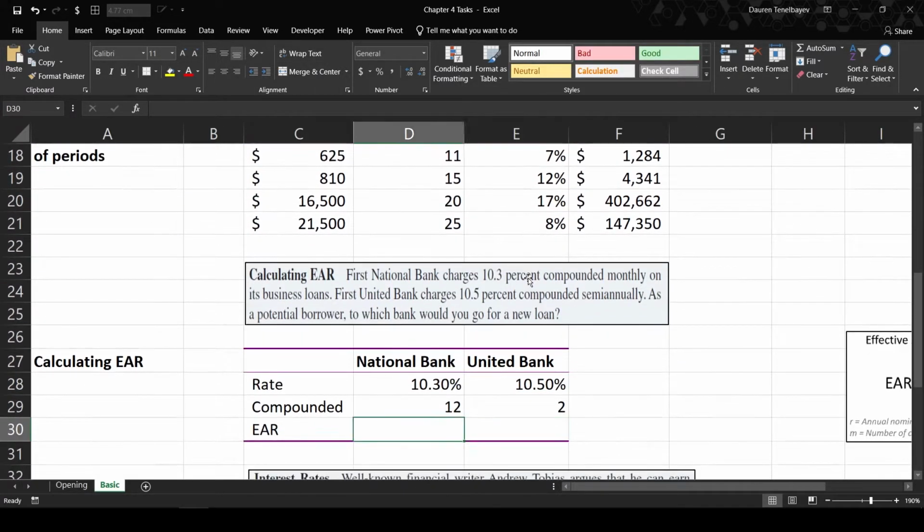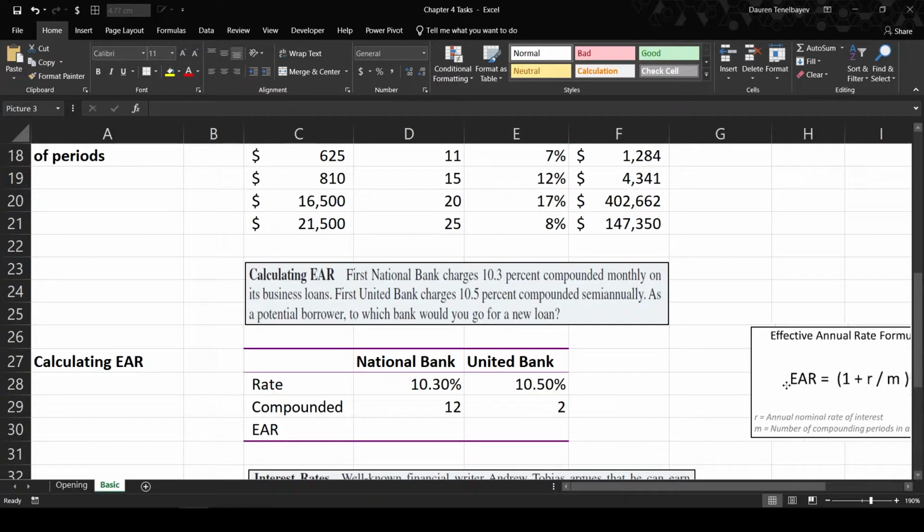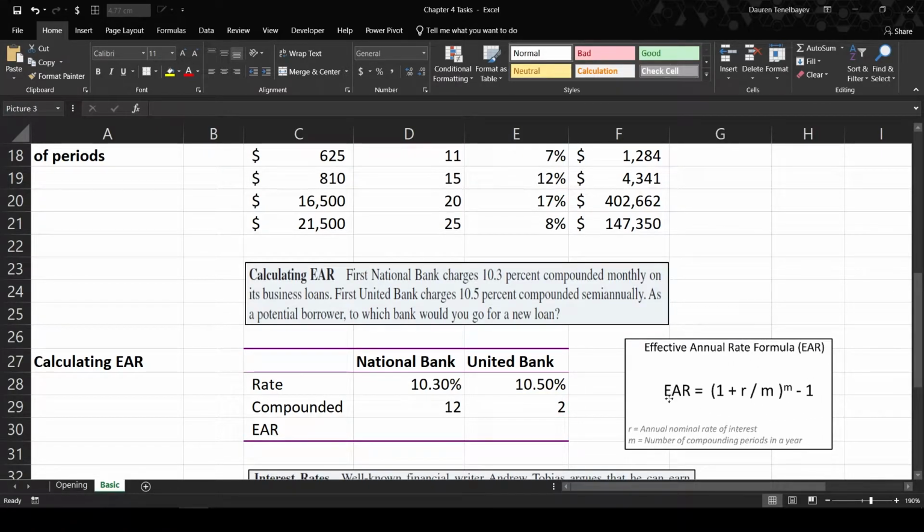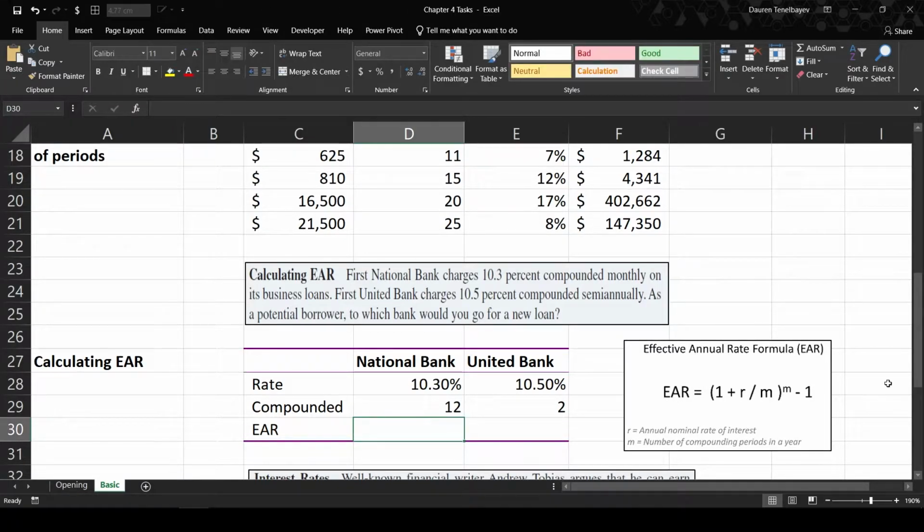Moving to the next question, calculating effective annual rate. So we have two banks. They have different rates, and the compounding frequency is different. National Bank compounds its interest monthly, and United Bank compounds its interest semi-annually. So we will use this formula now to calculate the effective annual rate.